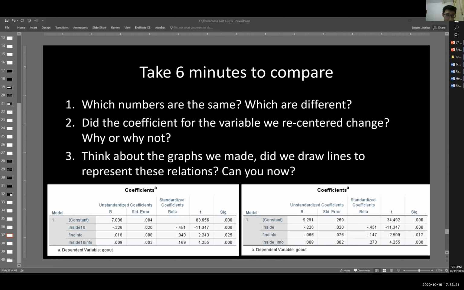The constant and the slope of information changed, and the slope of inside and the interaction term didn't change. Right. So these two didn't change, but these two did change, between the two. So the slope for the variable we actually centered did not change. Were you able to answer why that was the case? Or was that harder to answer than you thought?